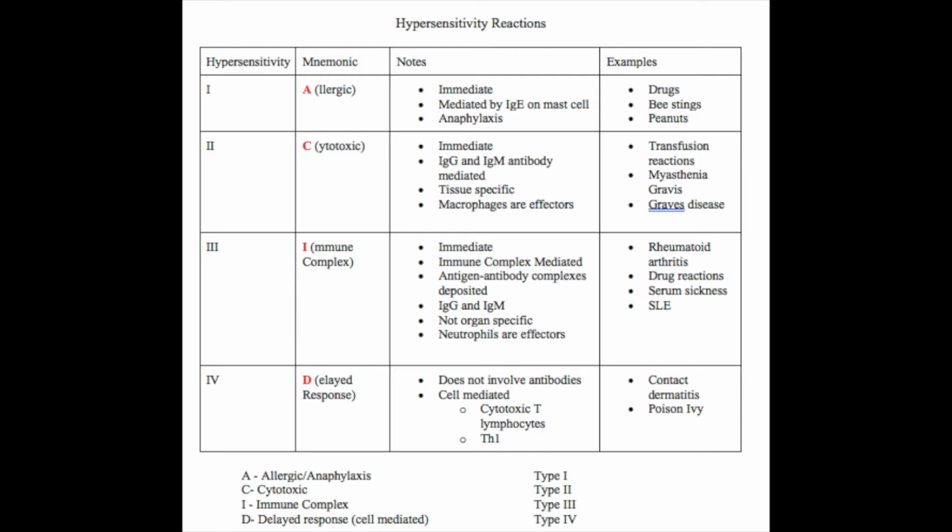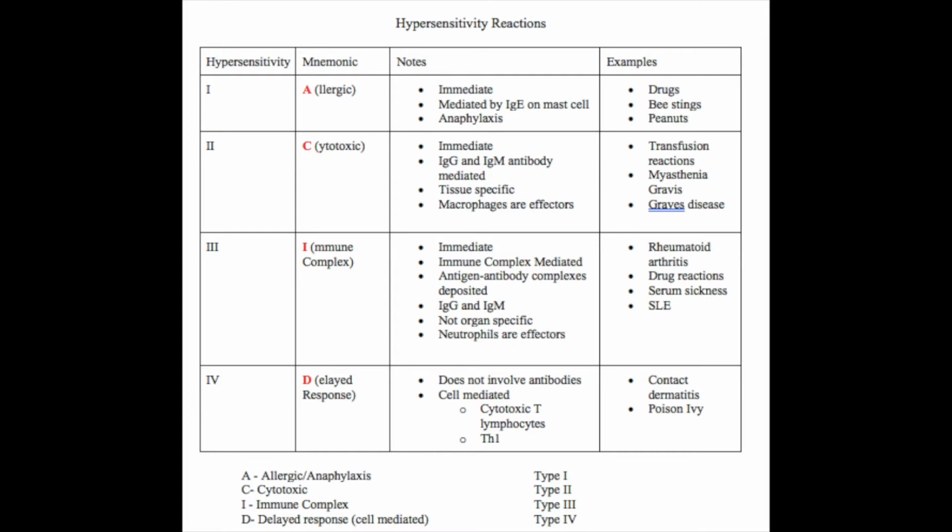That's the first one. Next is type 2 hypersensitivity, which would go with the letter C in ACID, because it's cytotoxic. It's tissue specific. It's also immediate, just like type 1. It's mediated by IgG and IgM antibodies, and the primary effector cells are macrophages. An example of this would be Graves' disease or a transfusion reaction.